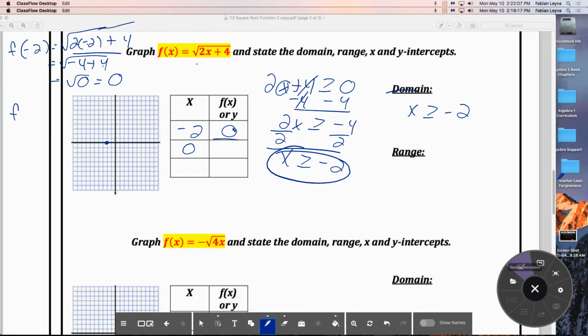So f of 0 is going to be equal to the square root of 2 times 0 plus 4. Doing the math, 2 times 0 is 0. Don't forget to add the 4. 0 plus 4 is 4. Don't forget to take the square root, which gives you a positive 2.